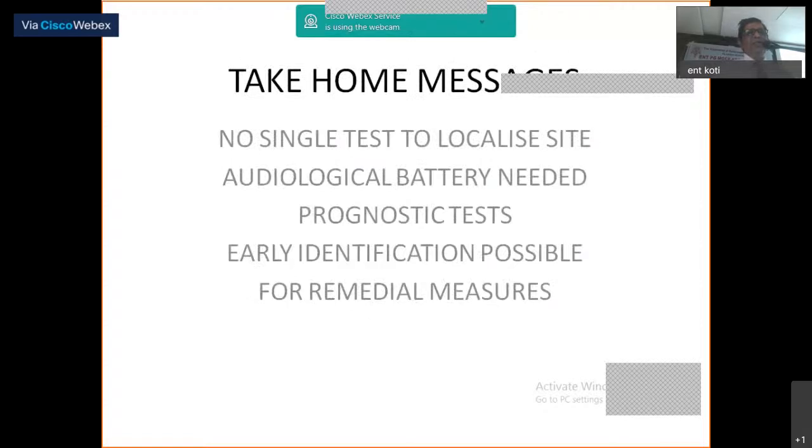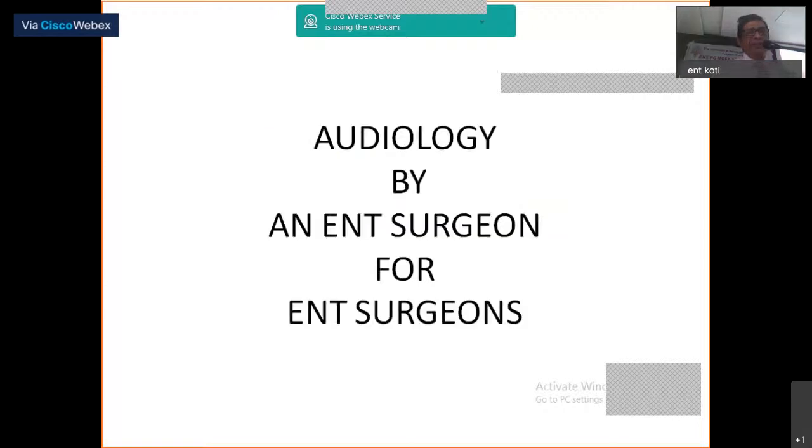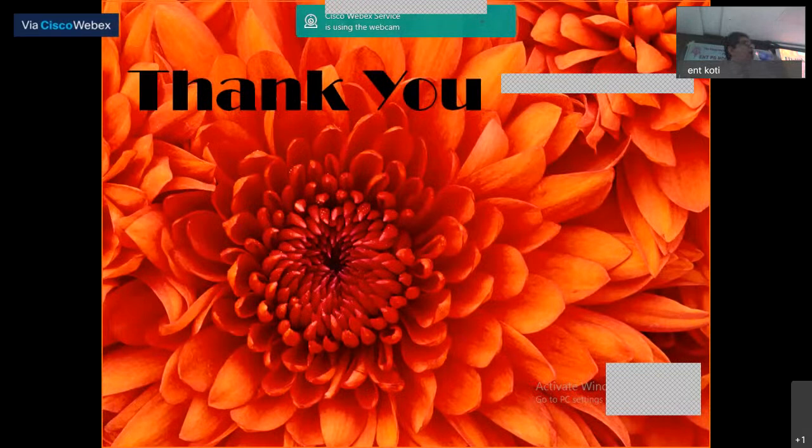So there is no single test to localize a site. Sometimes you need one or two tests to corroborate one another. Audiological data is needed for prognostic tests. Early identification is possible with early measures, because if somebody is on chemotherapy for carcinoma, to stop them from developing deafness, you have to do otoacoustic emissions whenever the disease is flared. So this is audiology by an ENT surgeon for ENT surgeons only, not for audiologists. Thank you. Thank you very much.